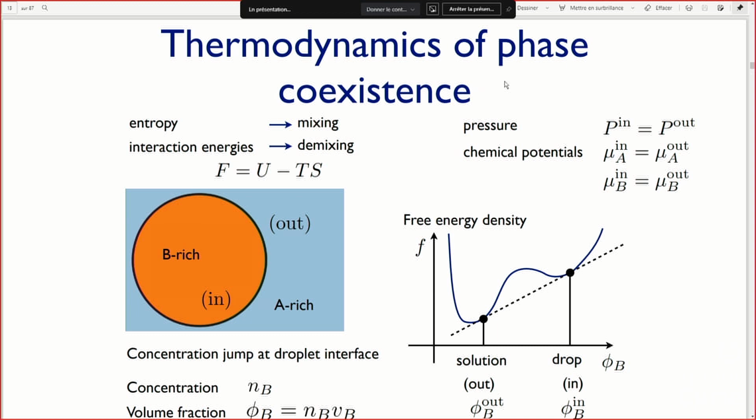The slope of this free energy density is a chemical potential. Equality of chemical potential means the slopes must be the same, and this Maxwell construction identifies the coexisting compositions of two phases. Now for notation, concentration will be little n. Sometimes you use volume fraction, which is concentration times molecule volume, phi.